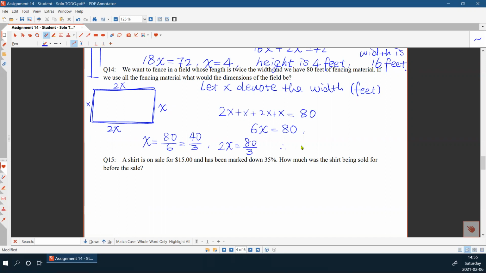Okay, so that means the width is 40 over 3 feet, and the length is 80 over 3 feet. Correct? Okay, any questions? No? Okay.